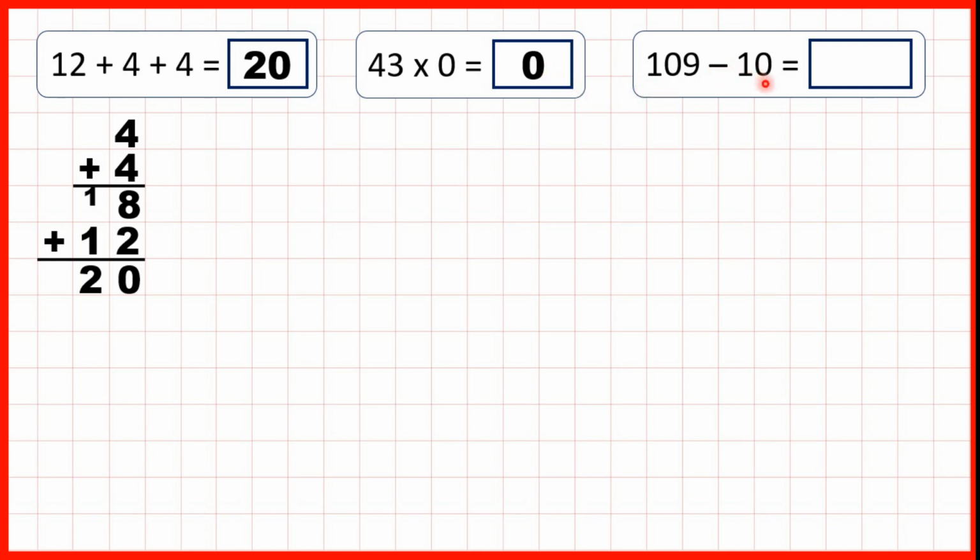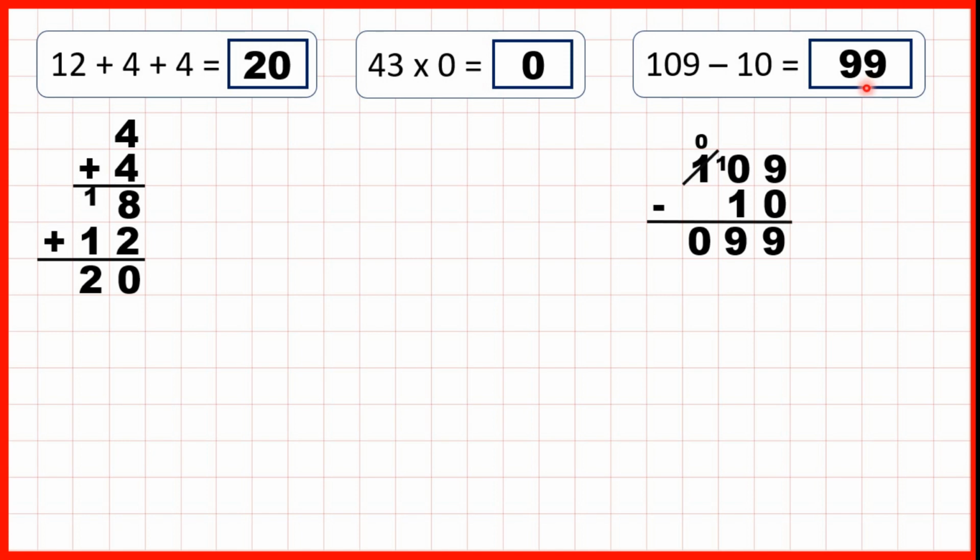109 minus 10. So we can write this out as a column subtraction, making sure that we have our digits lined up on the right hand side. Now 9 minus 0 is 9. We can't do 0 minus 1, so we go to the left, 1 less, 1 in front. 10 minus 1 is 9, and 0 minus nothing is 0. So our answer is 99.